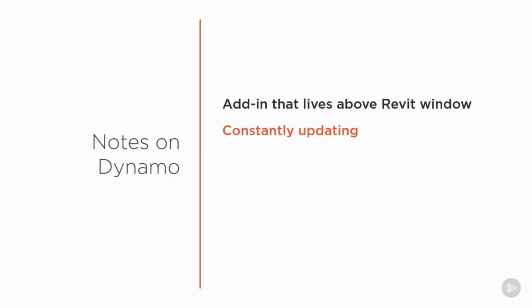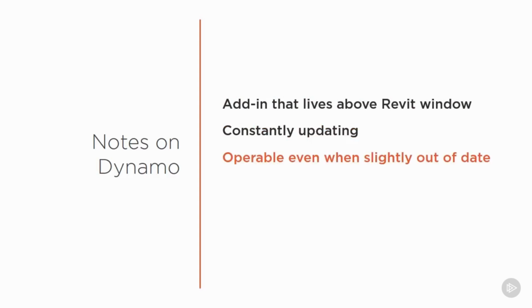However, before doing that, let's look at a couple of the notes that we should keep in mind about Revit and Dynamo. Dynamo is an add-in. It's a separate window that lives outside of the Revit user interface. It's important to be aware that Dynamo is constantly updating. The developers are very active. It's an open source software, which means that even the users are generating new tools every day for use.